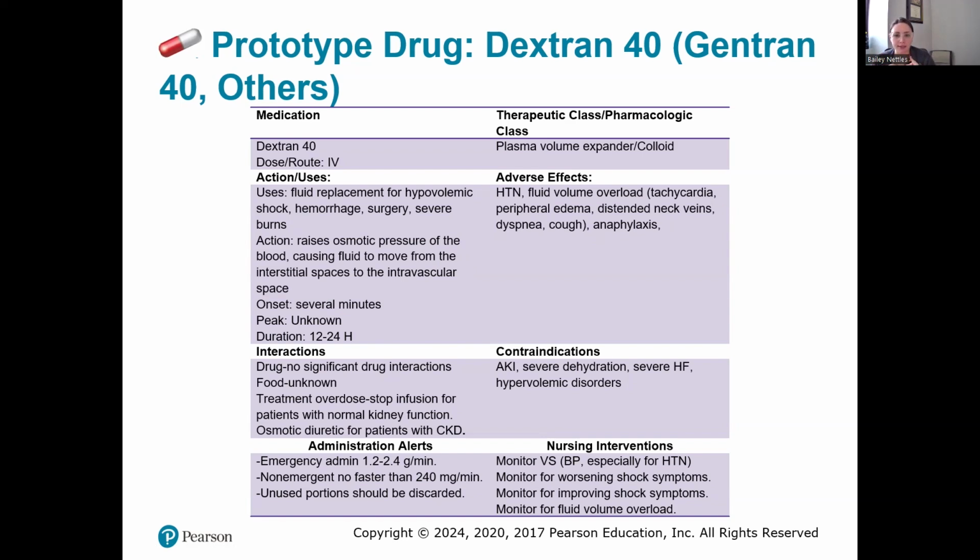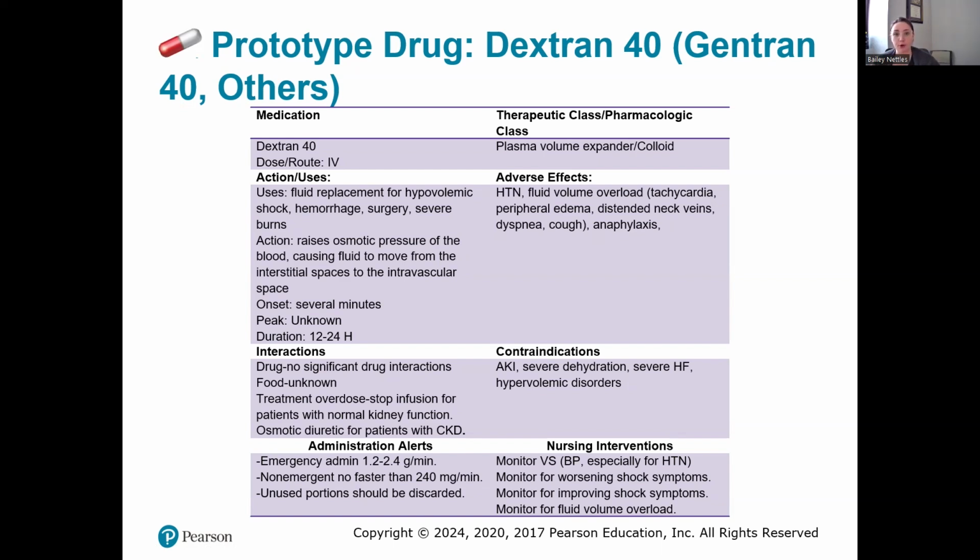It has a several minute onset, unknown peak, and 12 to 24 hour duration. An adverse effect: high blood pressure. It's a big one, right? Because if you're raising my osmotic pressure, which is the pressure inside the vessel, of course I'm going to have high blood pressure if you give me too much. Okay. If the pressure in the vessel is too much, my blood pressure can go up.